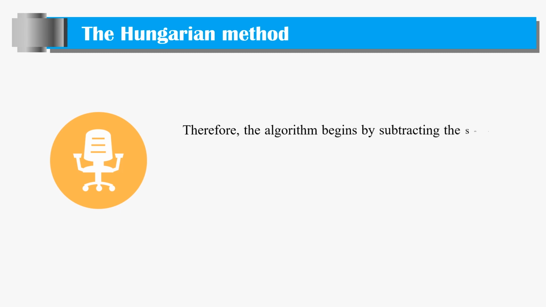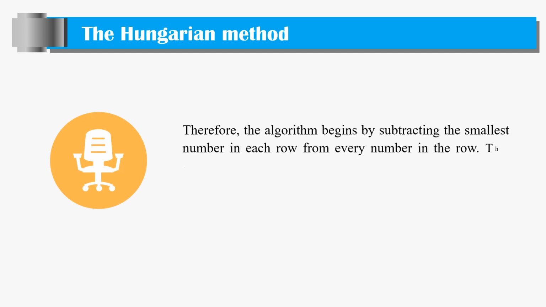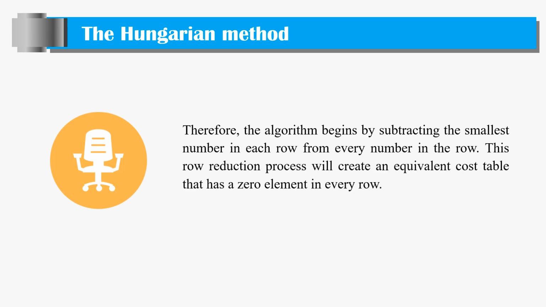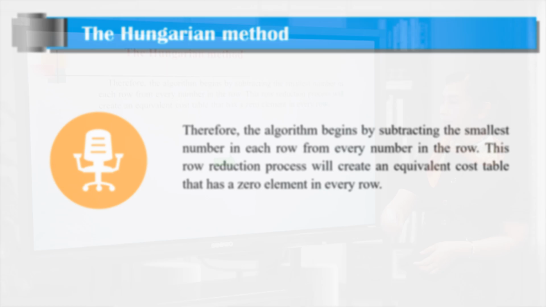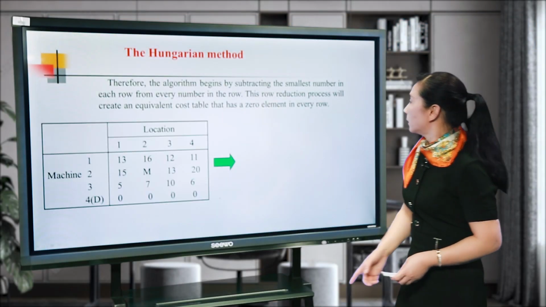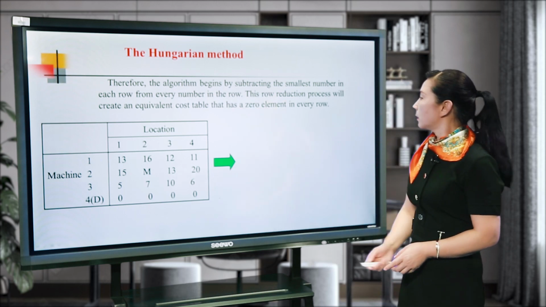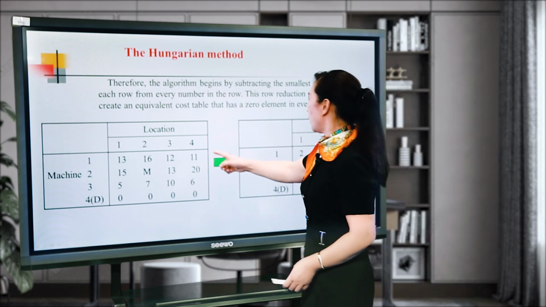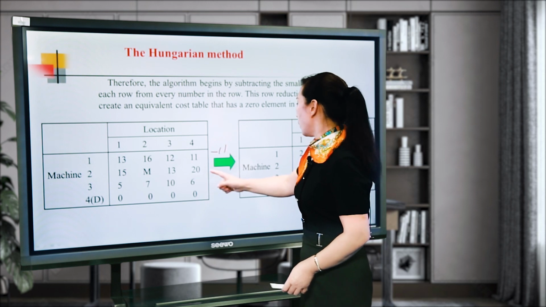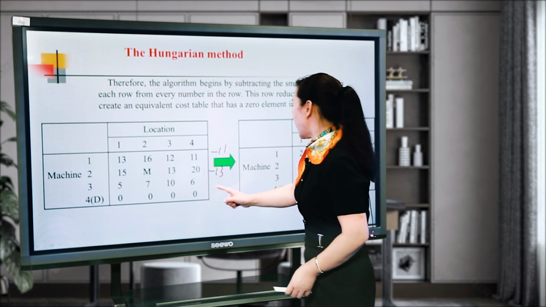According to the property, therefore, the algorithm begins by subtracting the smallest number in each row from every number in the row. This row reduction process will create an equivalent cost table that has a 0 element in every row. For example, in this table, we subtract 11, this row minus 13, this row minus 5.